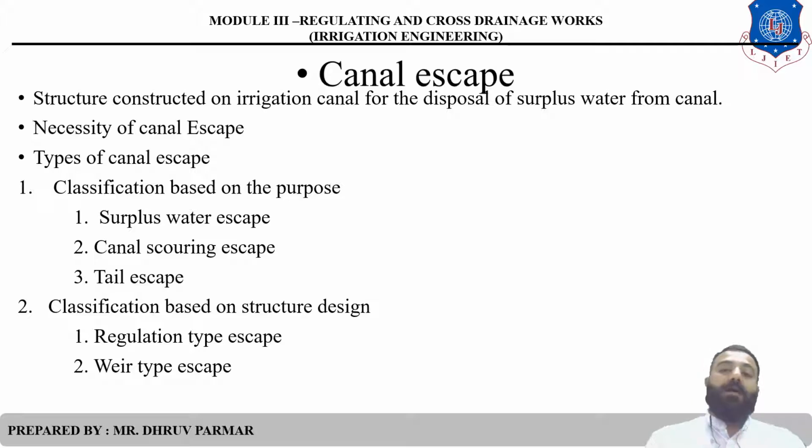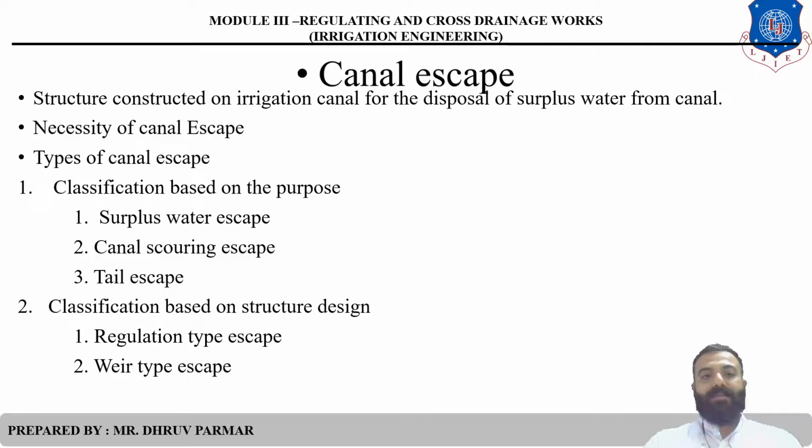The second one, high intensity of rainfall. Due to high intensity of rainfall, the inflow of the canal is high, so that surplus amount of water can be removed by the canal escape. Clear. Then the third one, due to breach of the canal, a canal escape is required. These are the necessities of canal escape.